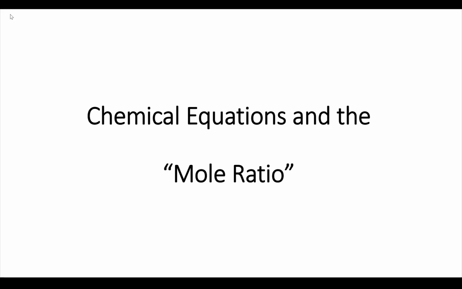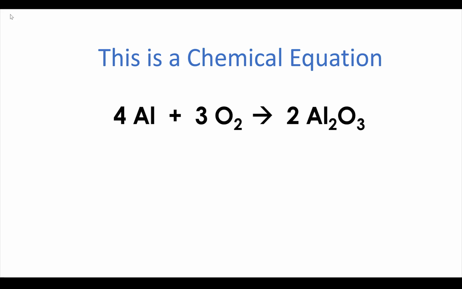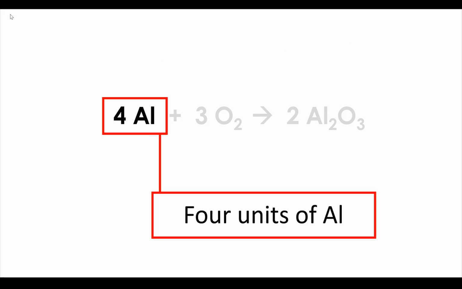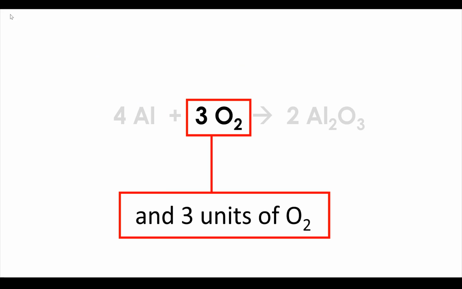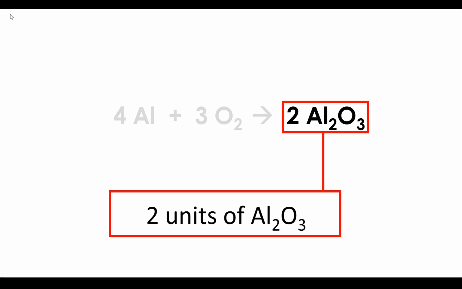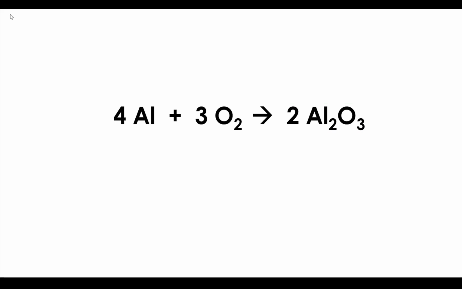Hello. In this video, I want to teach you about the mole ratio. So this is a chemical equation. You should think of it like a recipe in a cookbook. It says that if you add 4 atoms of aluminum and 3 molecules of O2, then they will combine together to create 2 molecules of aluminum oxide.